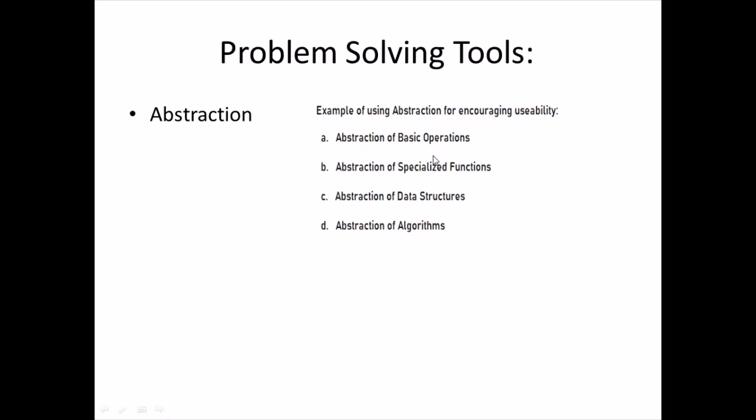Then, after doing that, you now look at abstraction of specialized functions. Identify specialized mathematical functions that may be required in specific scenarios, such as trigonometric functions, sine, cosine, and tangent, logarithmic functions, or statistical functions. Abstract these functions into reusable components that can be easily integrated into various calculations. For instance, you can create a class called Trigonometry that provides methods for calculating sine, cosine, and tangent.